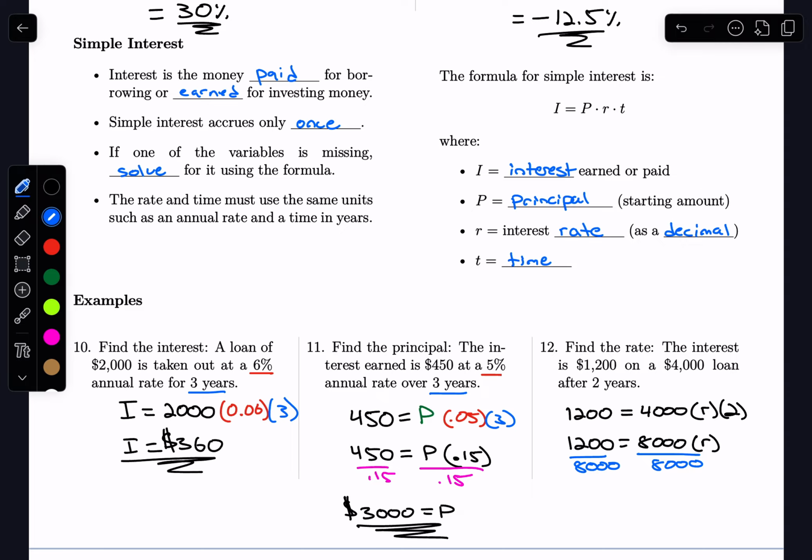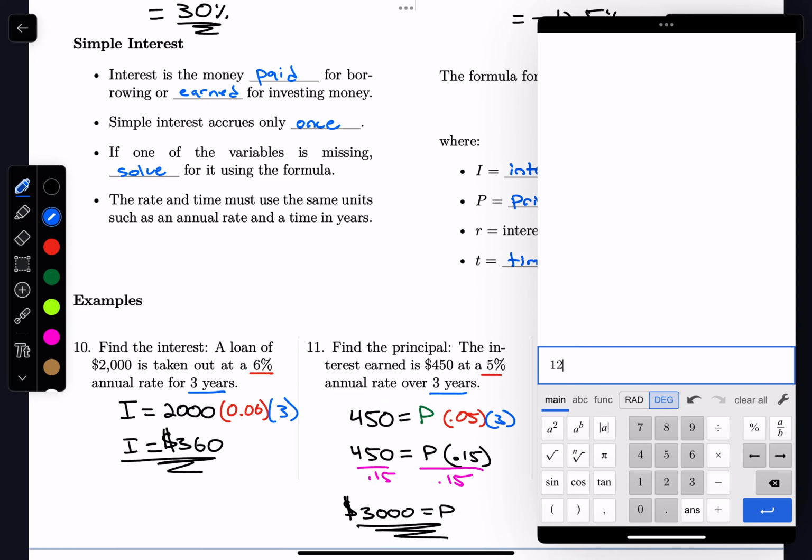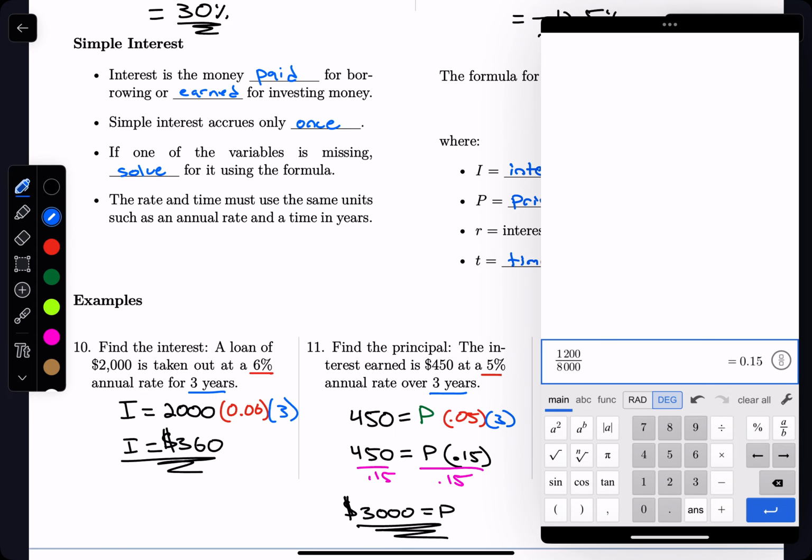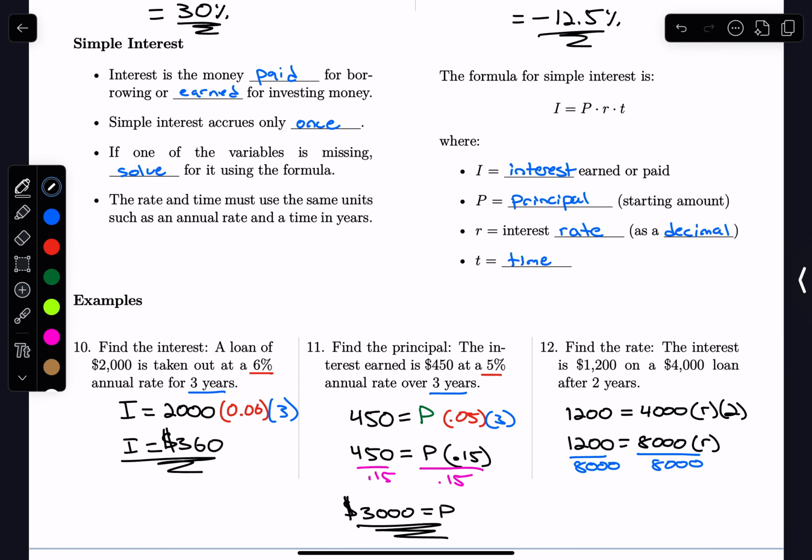So if I go ahead and work out 1,200 divided by 8,000, that comes out to 0.15. So what I have here is that 0.15 is equal to R. And that's great, except for that is not how we write our answer because we need to give R as a percent. So 0.15 is the decimal. If we multiply it by 100, we get that R is equal to 15%. And so we would say then that the interest rate for this loan was 15%.